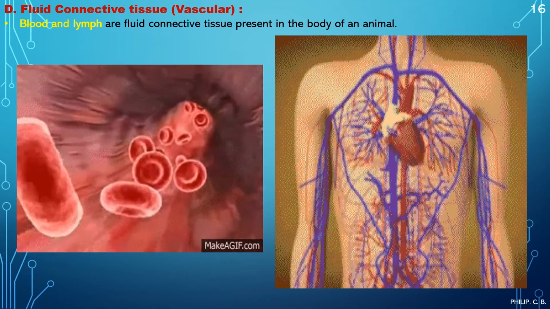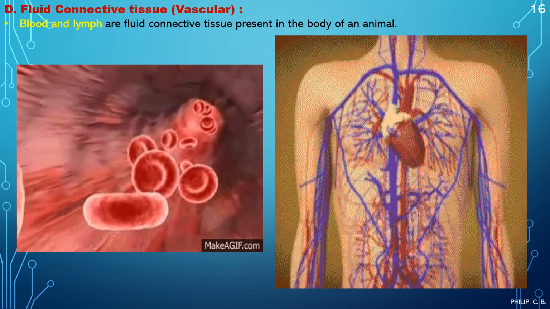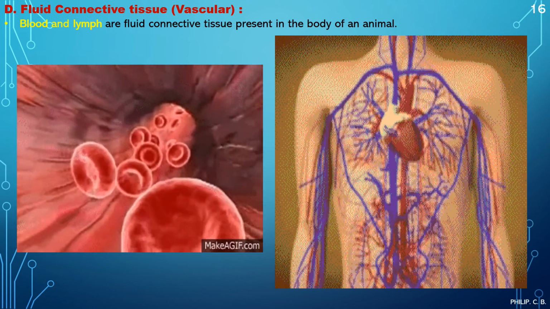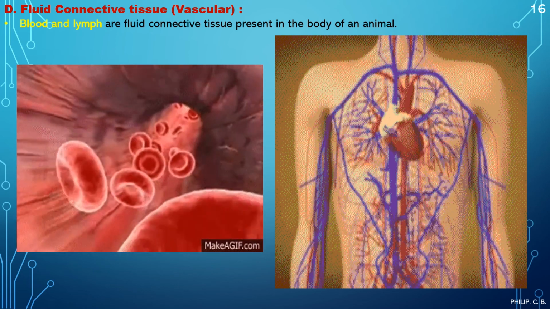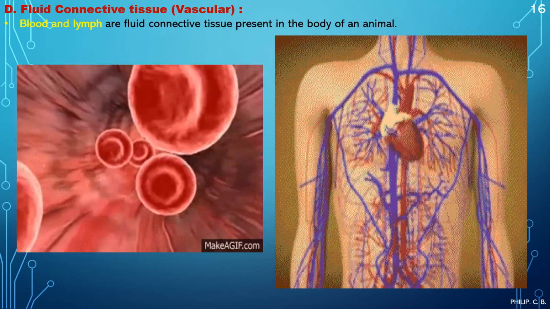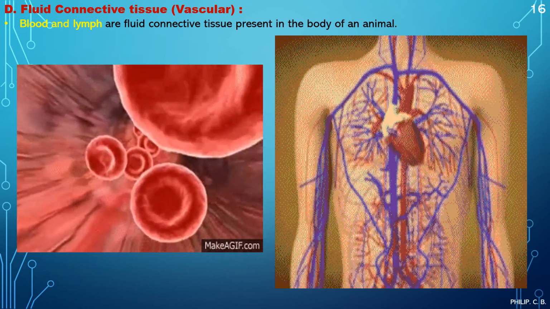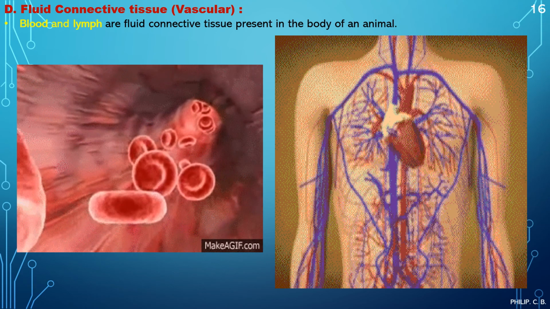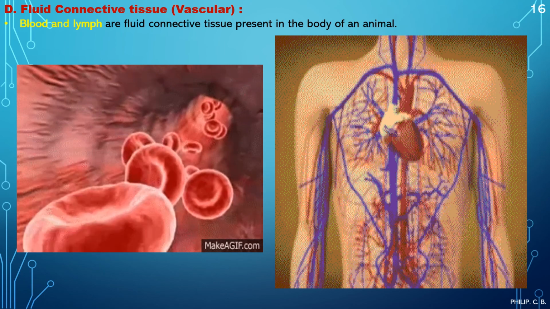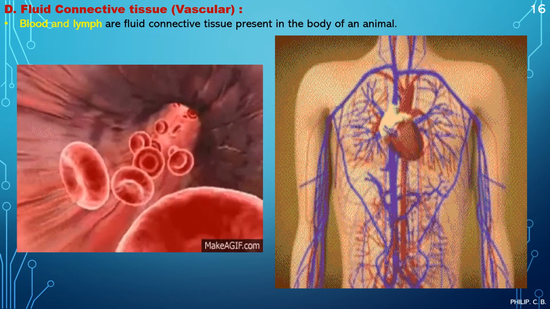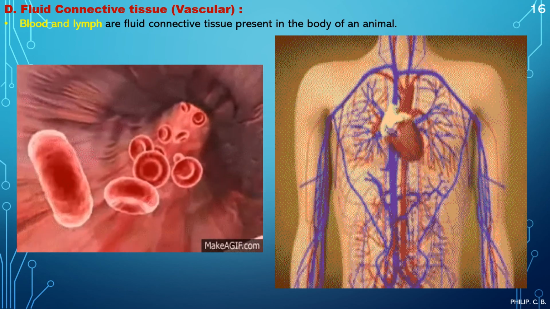Further, the last slide for the day, or this part of the lecture, is fluid connective tissue, as named, vascular tissue, where blood capillaries, veins, etc. are connected. So you can see the blood and the lymph are the fluid connective tissues present in the body of an animal. Here I again showed the image. In the first slide you could see the WBCs moving inside the vessels. Here you can see the RBCs moving inside the blood vessel.